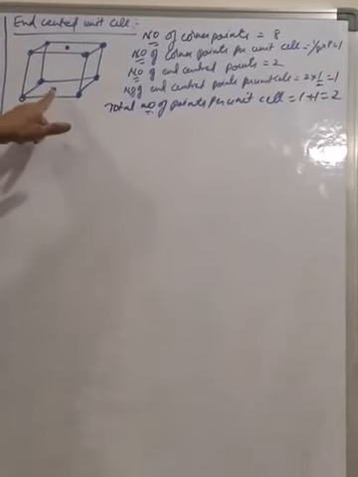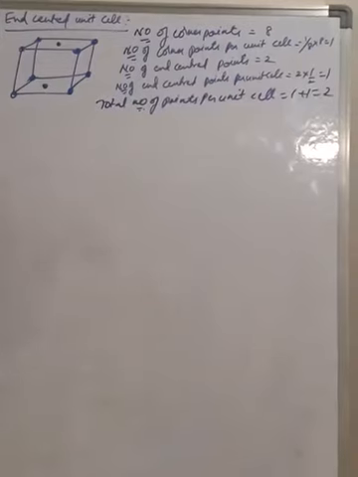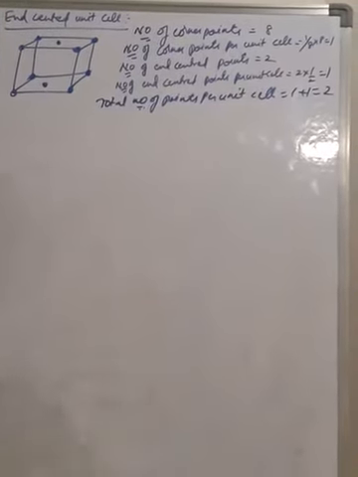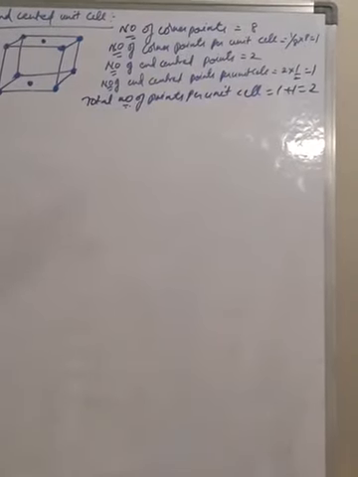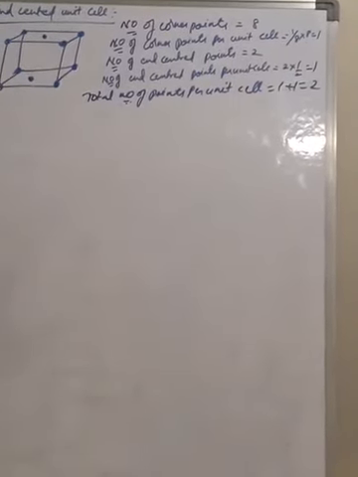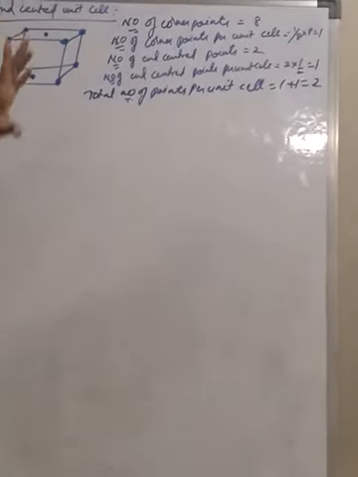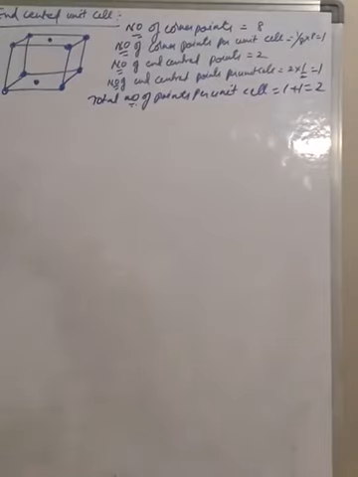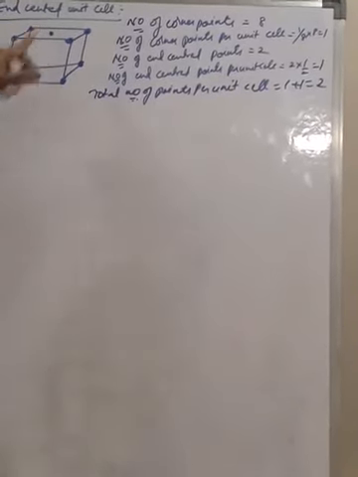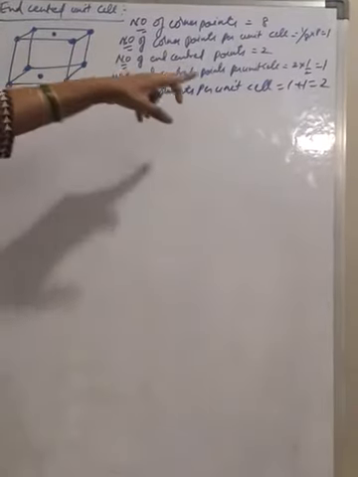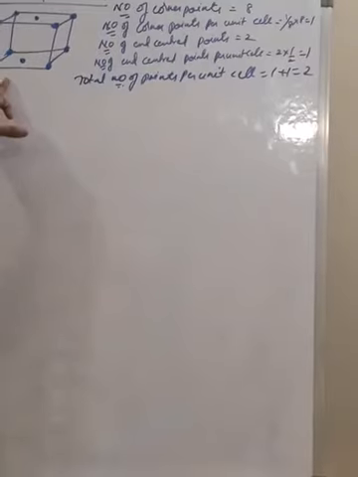That's why each end-centered point also gets shared by 2 other unit cells. I have already told you, the face-centered point gets shared by 2 other unit cells. So the same thing happens here. Each end-centered point is shared by 2 other unit cells, that's why only half of it belongs to that particular unit cell. So totally 2 end-centered points are there. So 2 into half, 1 end-centered point belongs to that particular unit cell.